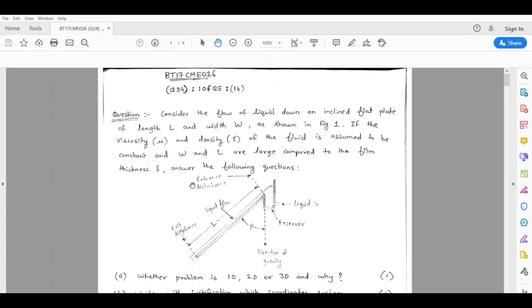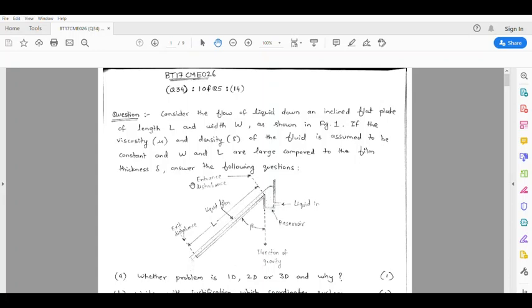I am going to explain the following problem. Here the problem is a liquid flowing down a flat inclined plate which is inclined at an angle beta with the vertical. The flat plate has length L and width W. The liquid flowing over the flat plate has thickness del.